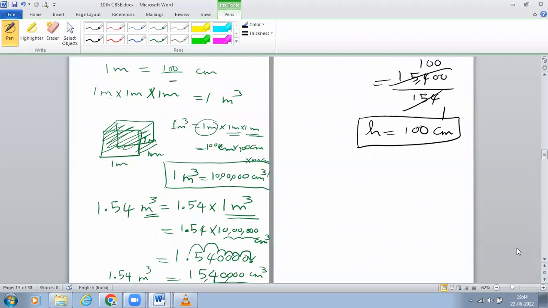Therefore, the height of the cylinder is 100 centimeter. Hence, the height of the cylinder is 100 centimeter. Like that, you have to conclude in the final step. Done, sir. Any doubts in this question? Any clarification you want, you can ask now. If there are no doubts, shall we move on to the next one?